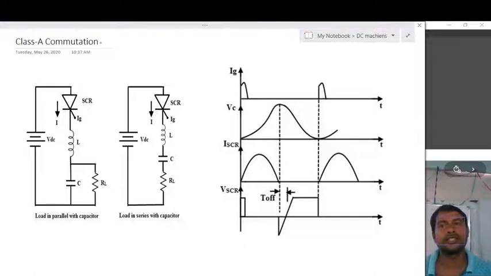So we know that commutation is nothing but turning off an SCR. So this is the class A commutation. The capacitor is connected to the load resistor. If the load is maximum, the capacitor is connected in parallel with the load resistor, and if the load is minimum, the capacitor is connected in series with the load resistor. So these are the two circuit diagrams based on the load resistance. So these are the waveforms and I will explain clearly.